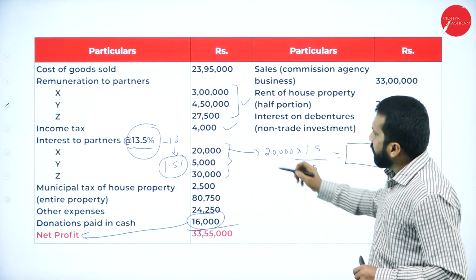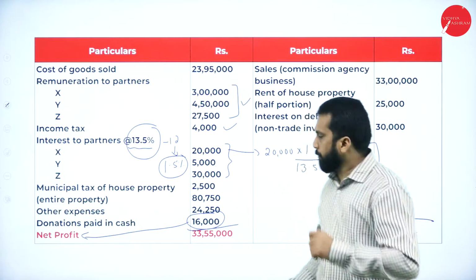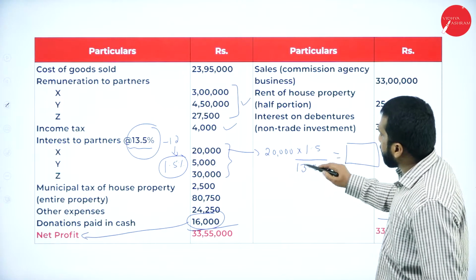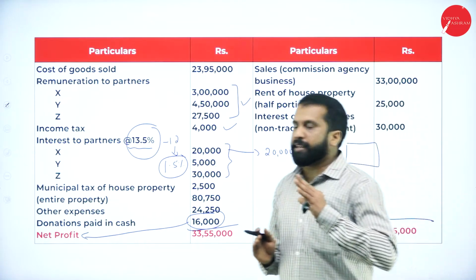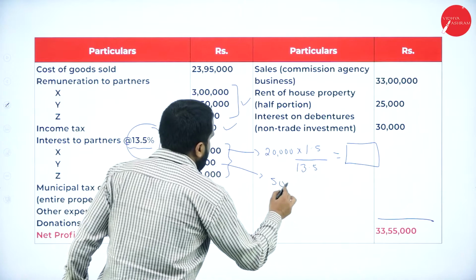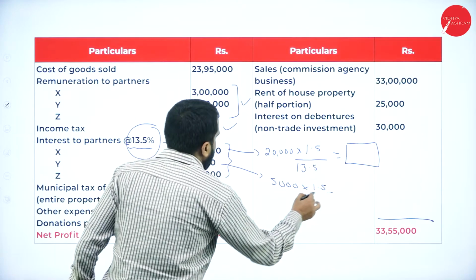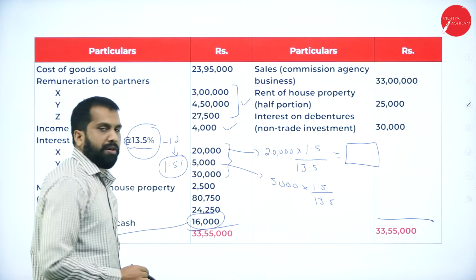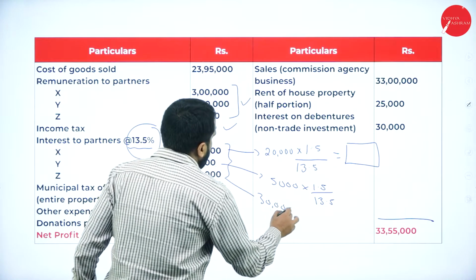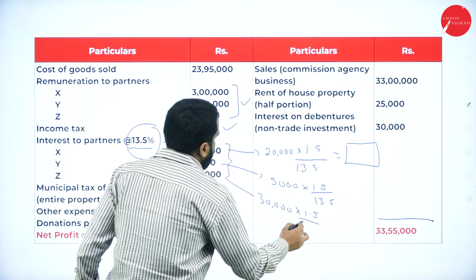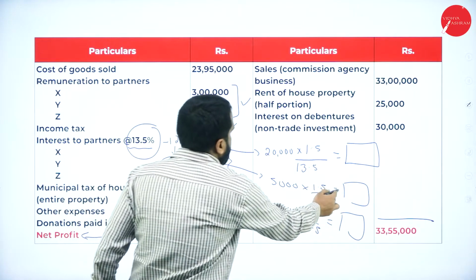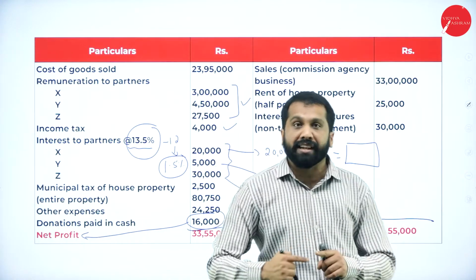Easy method. What is the extra? We have 1.5. How much is there in the question paper? 13.5. 1.5 divided by 13.5. Now you tell me the calculation for the second one. How to calculate 50,000? 5,000. Yes. 5,000 into 1.5 divided by 13.5. Good. Similarly, 30,000 into 1.5 divided by 13.5. Like this, you are supposed to calculate the excess interest credited.